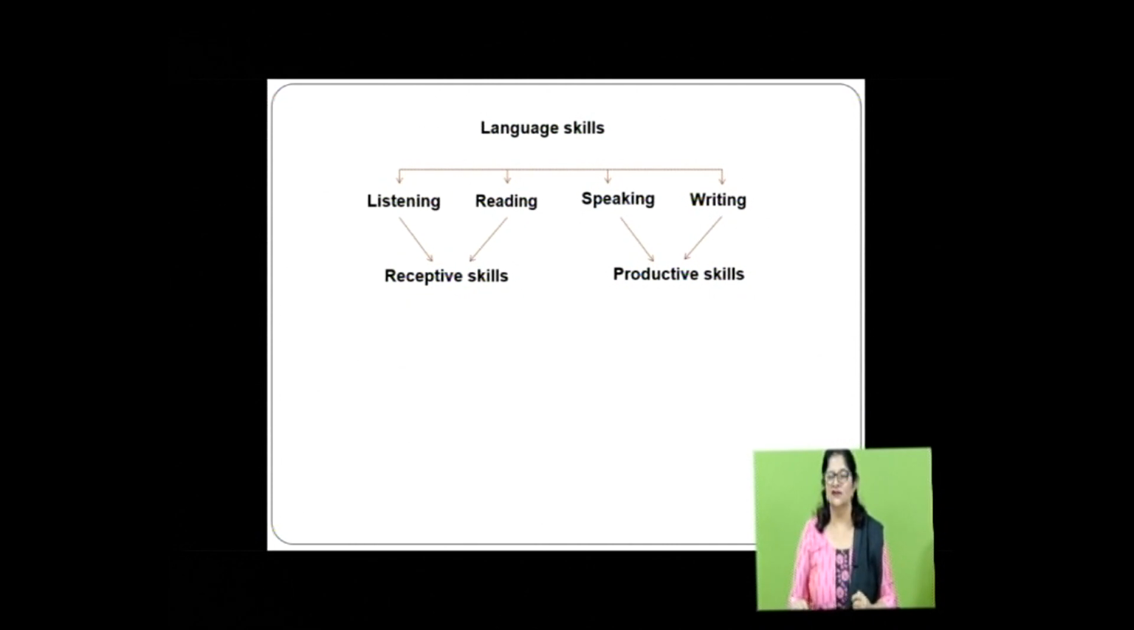And listening, you are listening to the language. Reading, you are reading language written by someone, you are receiving. And receptive skills lead to productive skills.